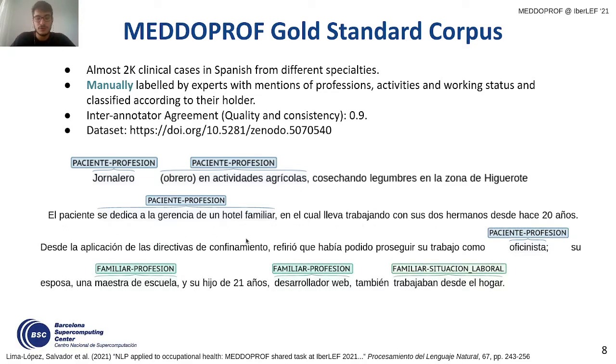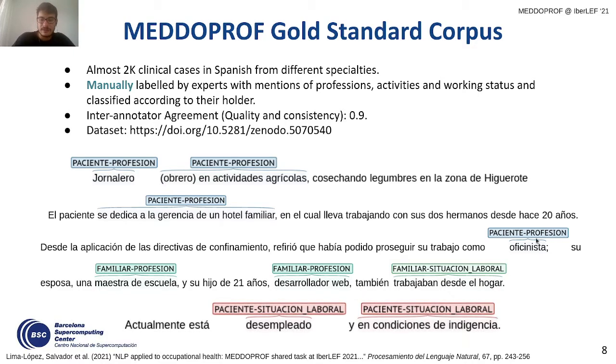We also included some working statuses in a really broad sense. For example, we have some working situations, so to say, such as "trabajaban desde el hogar," working from home. And we also have some more common working statuses, such as unemployed, "desempleado," and some socioeconomic situations, such as in poverty conditions, "condiciones de indigencia."